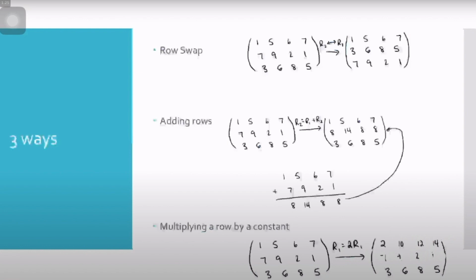Another method of row reduction is adding rows. In the example shown, I added row 1 and row 2 to form this row made up of 8, 14, 8, 8. That is replaced into the second row, and the notation is R2 = R1 + R2. The third method is multiplying a row by a constant. In the example shown, I multiplied R1 by the constant 2, and the notation is R1 = 2R1.